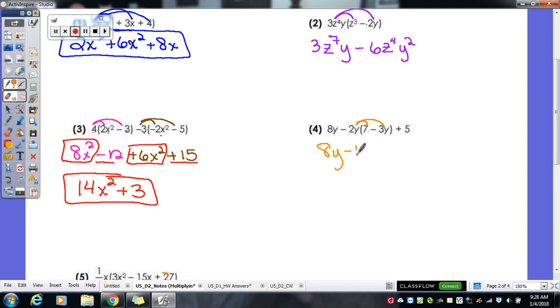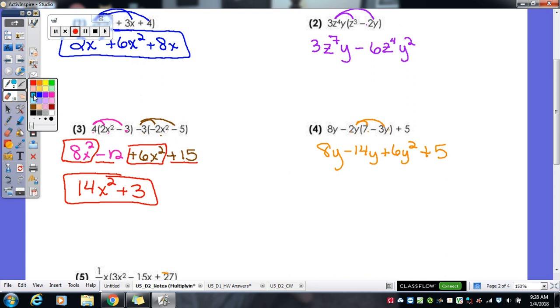So negative 2y times 7 will give us negative 14y. Yep. Negative 2y times negative 3y becomes positive 6y squared. Because you got the y times y, so my exponents, when I add them, 1 plus 1 gives me 2. And then this plus 5 at the end doesn't change because that's not inside the parentheses. So I'm not multiplying that times the 2y. That stays as 5 for now.